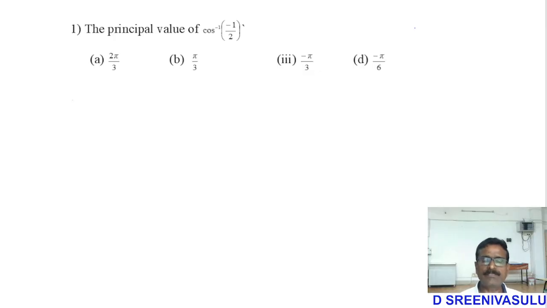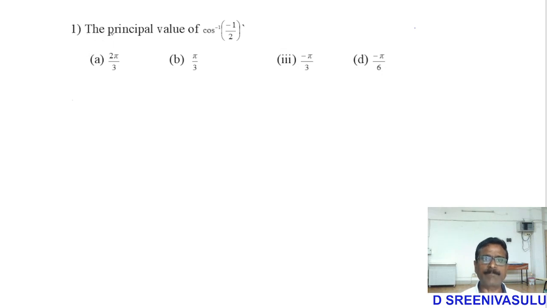Good morning, students. Today we are going to discuss inverse trigonometric functions, some multiple choice questions. The syllabus is reduced in the inverse trigonometric functions, but it is better to learn at least some properties of inverse trigonometric functions, because these properties are very useful in differentiation and integration also. Now, let us discuss some multiple choice questions.